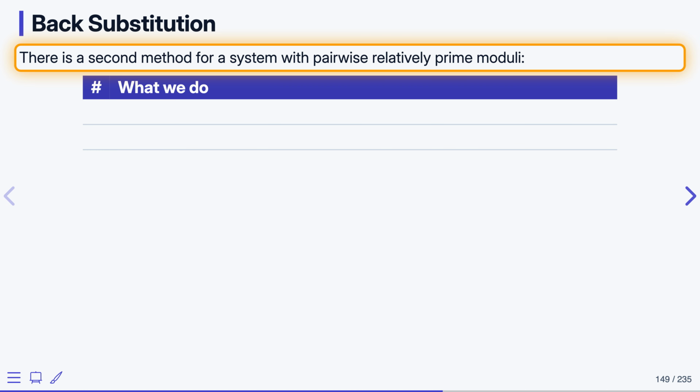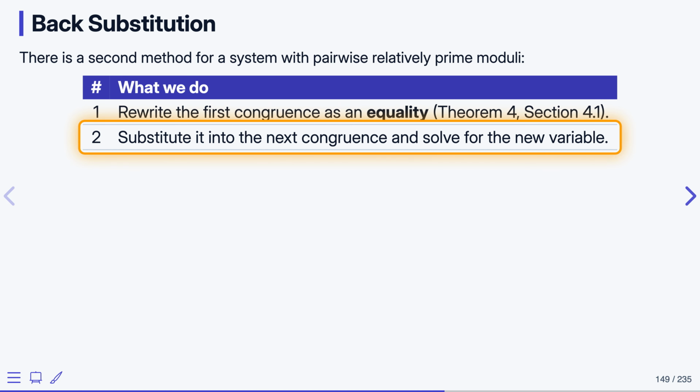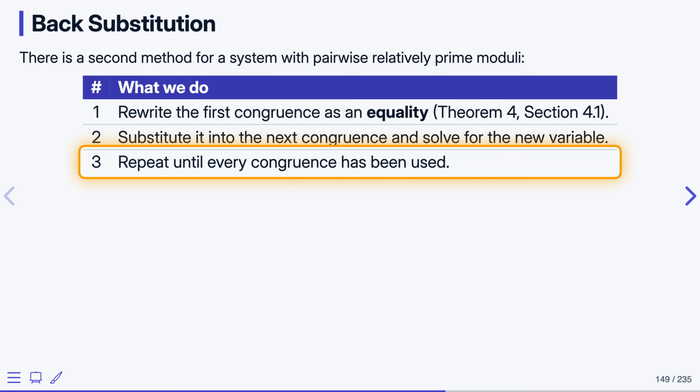There is a second method, and some people find it easier, because it handles one congruence at a time instead of building one big sum. It is called back substitution. It still needs an inverse now and then, as we will see. Step 1. Take the first congruence and rewrite it as an ordinary equation, using Theorem 4 of Section 4.1. Step 2. Put that expression into the next congruence, and solve for the new variable that appeared. Step 3. Repeat until every congruence has been used. At the end you have one equation, and you turn it back into a congruence.